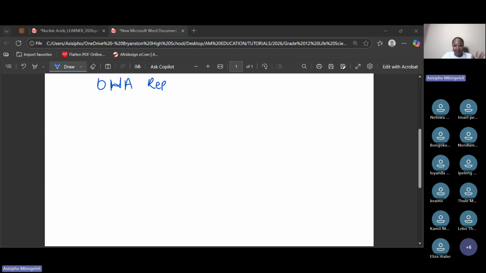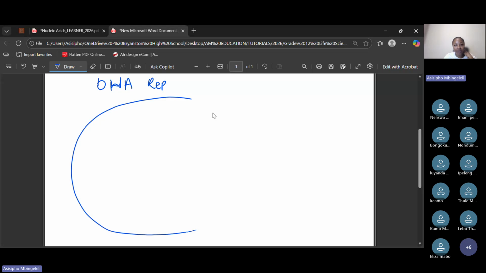Okay. That is DNA replication. So I said we need to draw a circle. There is my circle. It doesn't have to be perfect. It's just a circle representing the nucleus where this whole process is taking place. Now we are going to remind ourselves of the first point. We said the DNA double helix unwinds. So there it is over there.